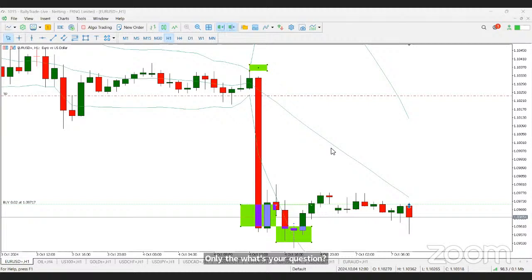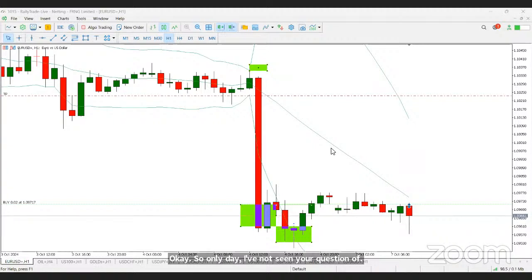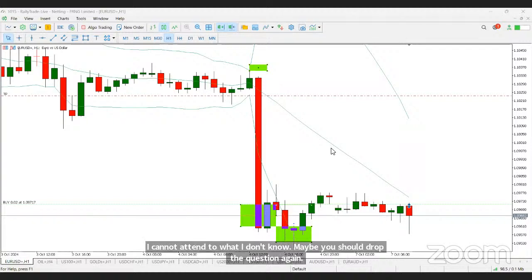Oluwatoye is asking what is the period of Bollinger Band. I've been saying it. I said default. When you start Bollinger Band on your chart, don't add anything, don't do anything, don't remove anything. Just click OK, and of course it gives you the default value. Olumide, I've not seen your question though. I don't know what question you're asking, so I cannot attend to what I don't know. Maybe you should drop the question again. Ikechukwu says we are supposed to say, yes, it's 20.